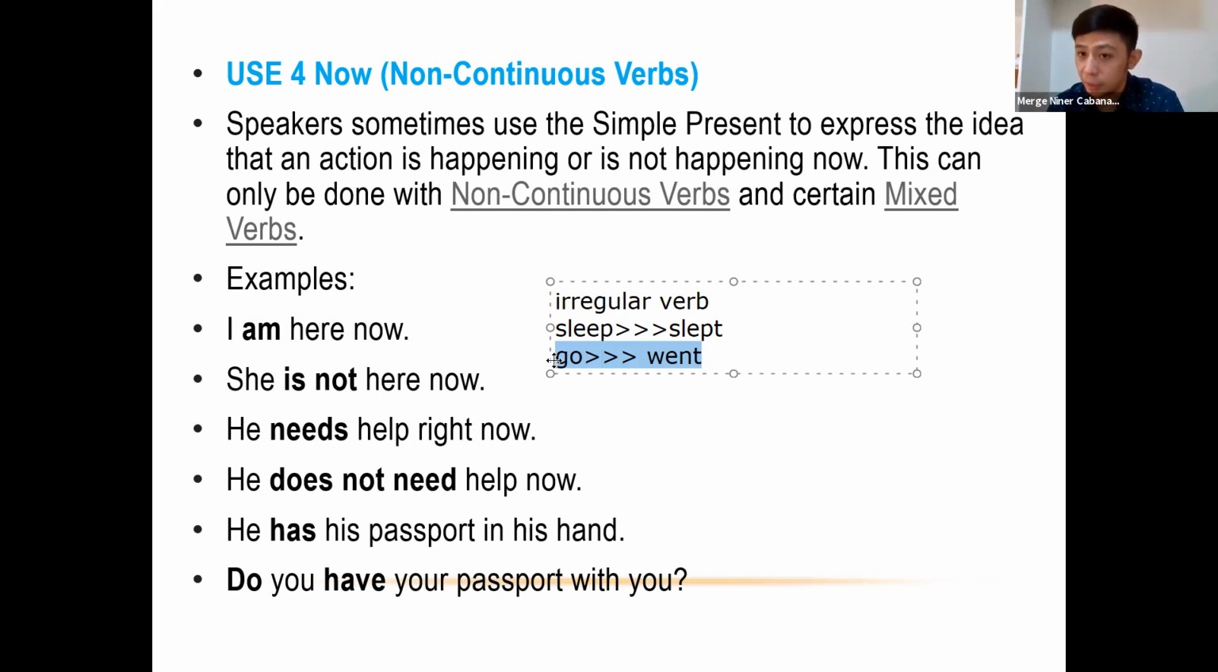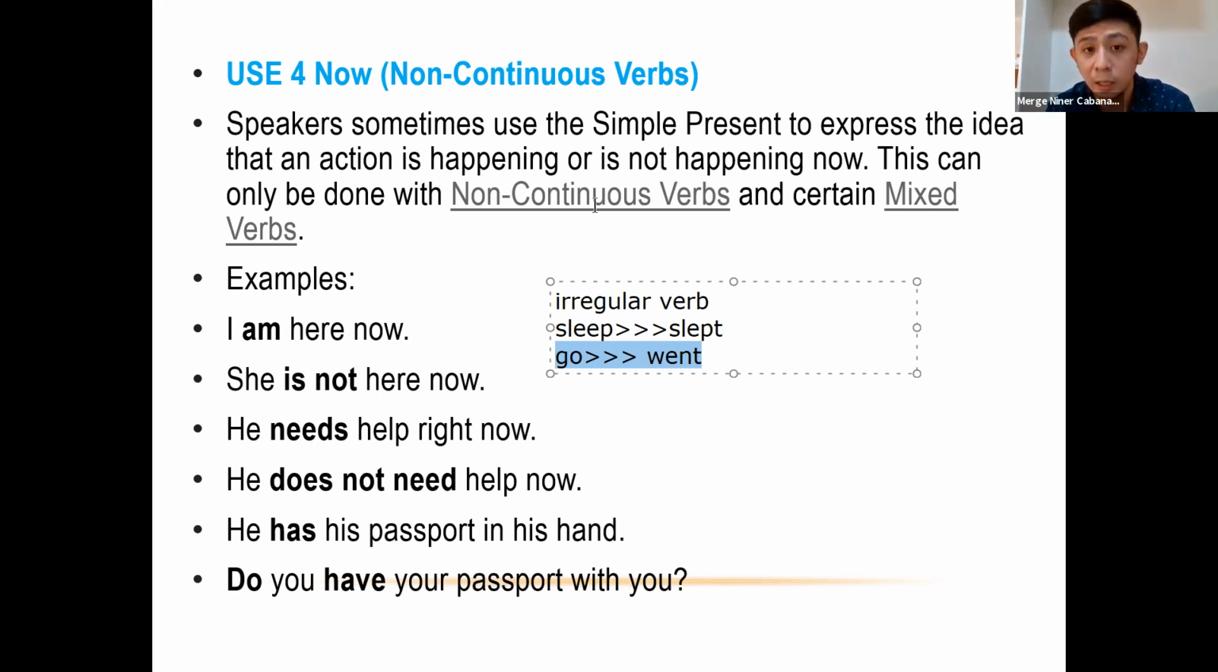So there are so many types. But remember, we will be covering everything. We covered some parts of it in the previous lecture, and we will be covering the modal verbs in your next grammar lecture, Grammar 4. We're going to talk about the modal verbs and conditionals. So what are these non-continuous verbs and mixed verbs?